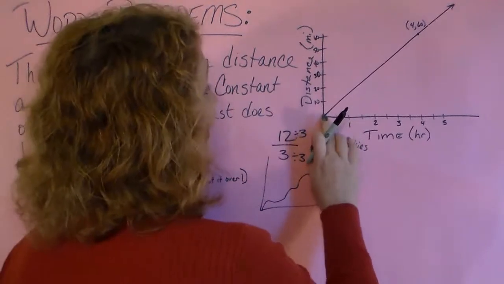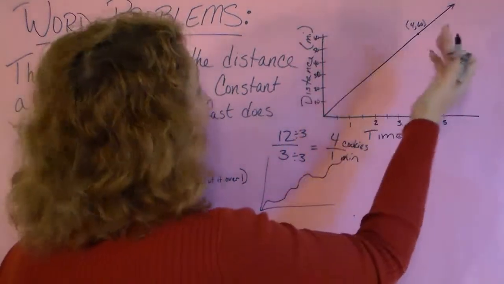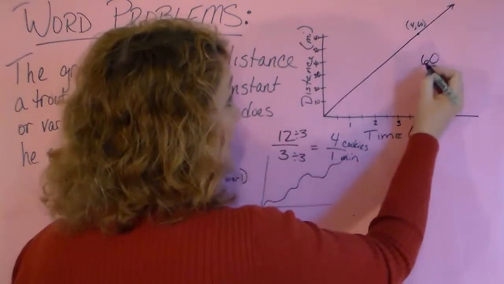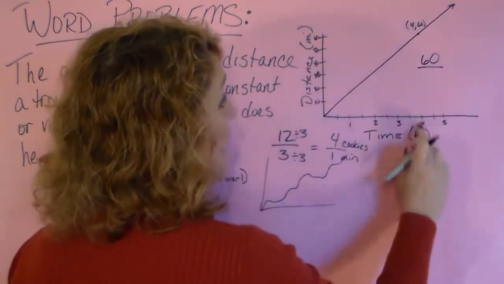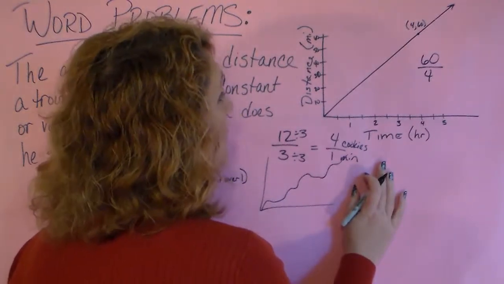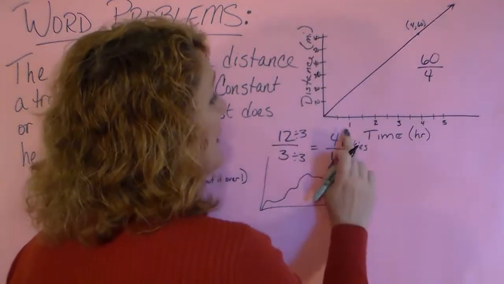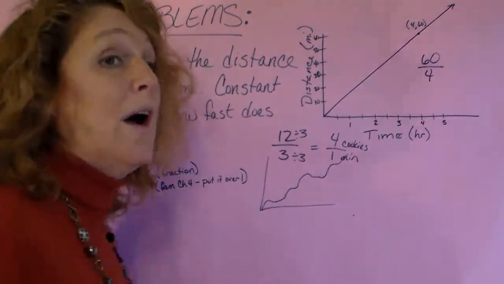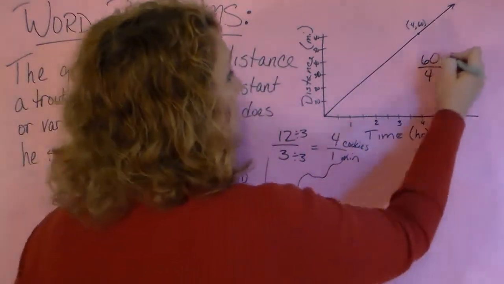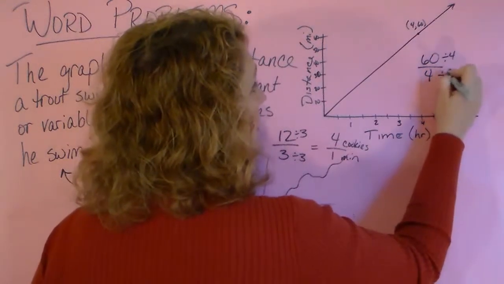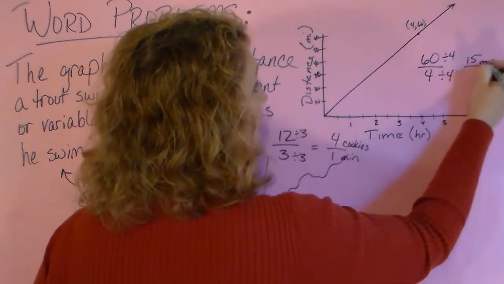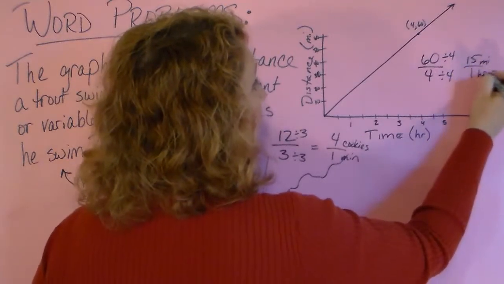How much does it go up from 0? And this is easy to tell. From 0 to, it goes up 60, and it goes across 4. So how fast does he swim? Well, he swims 60 miles in 4 hours, but I want a miles per 1 hour. So I'm going to reduce both of these by 4, and I'm going to get 15 miles per hour.